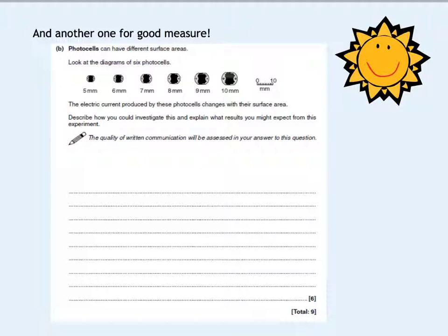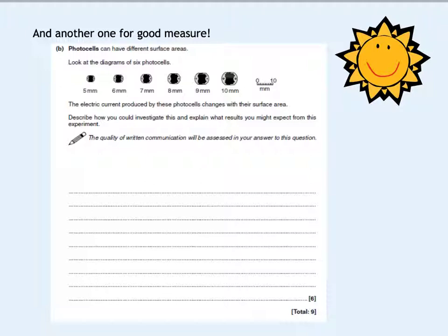Firstly, we need to explain what the relationship is between the surface area and the amount of electricity produced. So you would need to say that the larger the surface area of the photocell, the greater the amount of electricity produced. What you then need to say is about keeping the other 2 things the same to ensure that it's the surface area that is causing the increase in electricity. So this means you need to say that the light intensity needs to be maintained the same at all times when you're testing all the different size photocells.